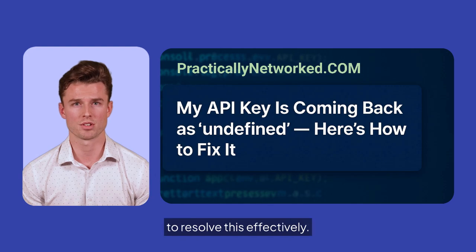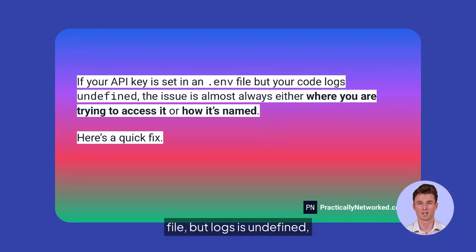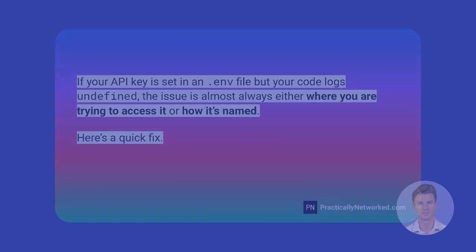Let's explore how to resolve this effectively. If your API key is set in an env file but logs as undefined, the problem often lies in access location or naming. Let's look at a quick fix.